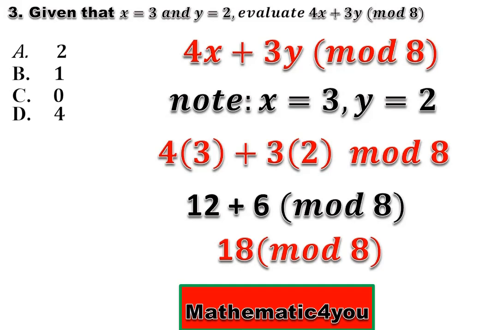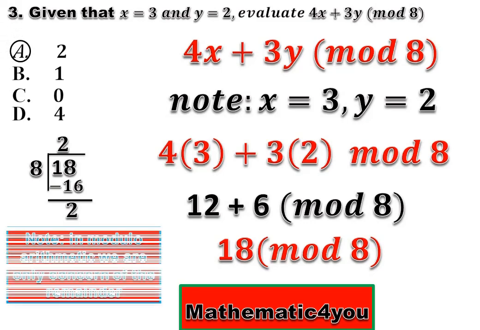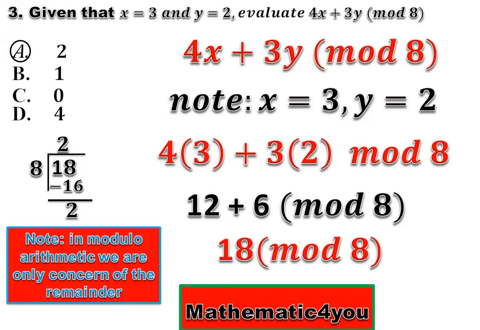So you're going to divide 18 by 8. 8 into 18 goes 2 times; 2 times 8 gives you 16. You subtract this one, you get 2. So our right option is option A. Note, in modular arithmetic we are only concerned with the remainder. So don't forget that.